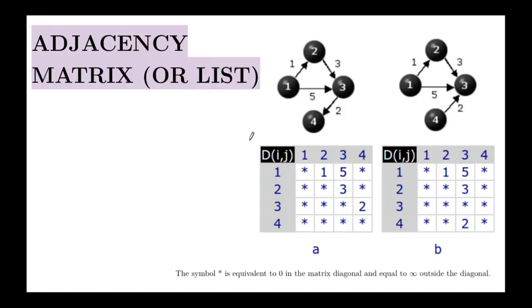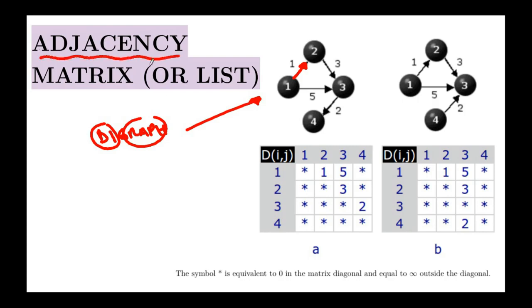So then when we have a digraph, as you can see here, that it's a directed graph, you can see the arrows, you can go from 1 to 2, but you cannot go from 2 to 1. So it's a directed graph. This graph leads us to what we call an adjacency matrix or adjacency list.